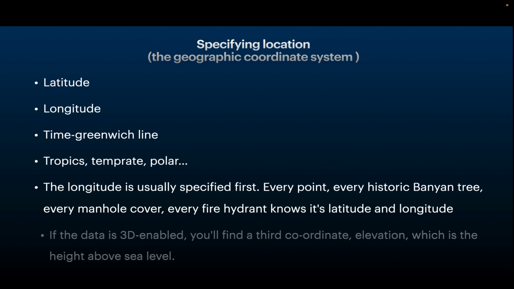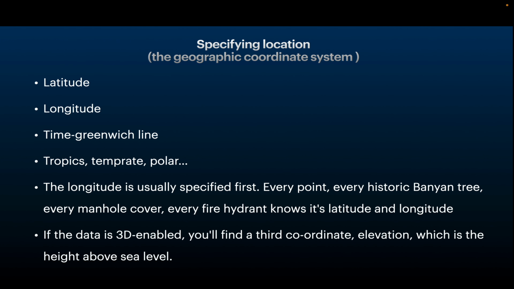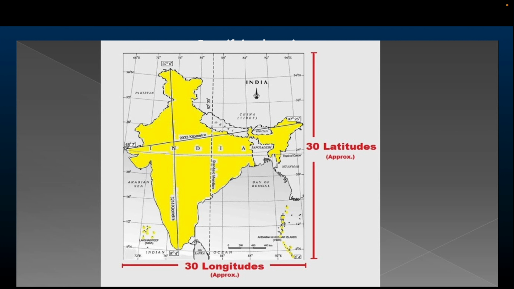So longitude is usually specified first. Every point, every historic banyan tree, every manhole cover, every fire hydrant knows its latitude and longitude. If the data is 3D enabled, we'll find a third coordinate, elevation, which is the height above sea level. This is the latitude and longitude extent of our country, India.